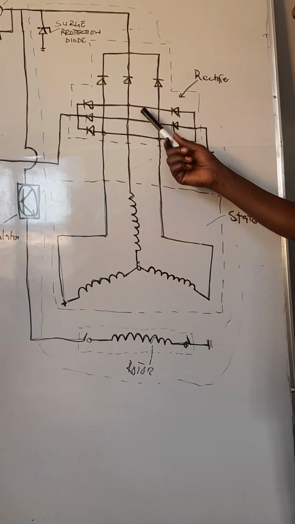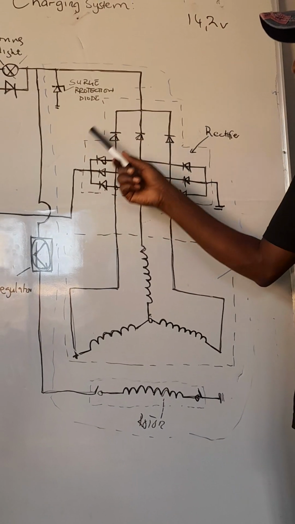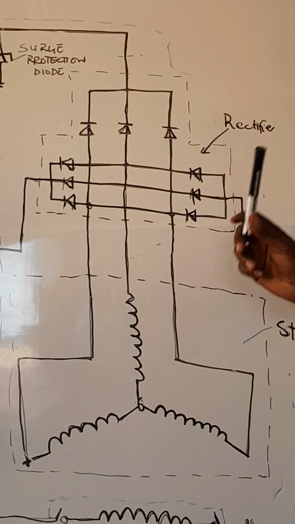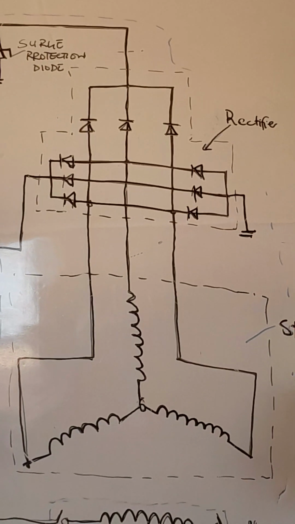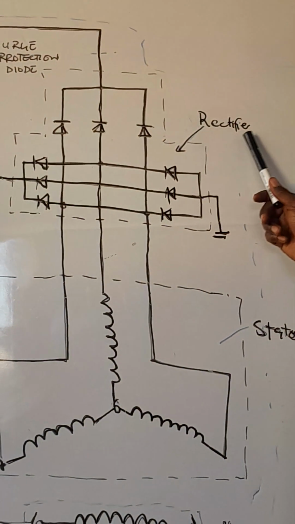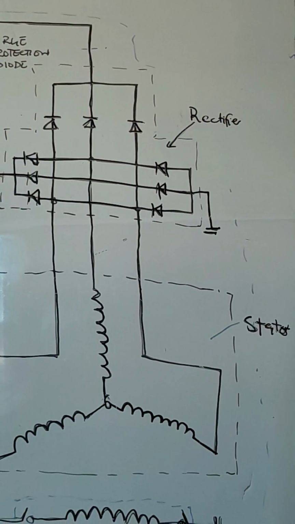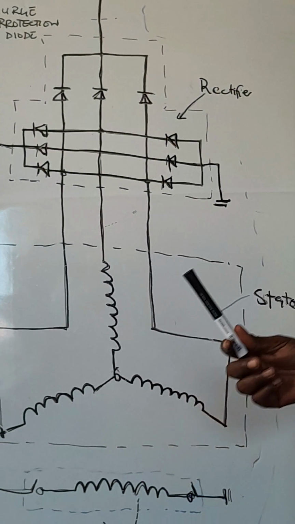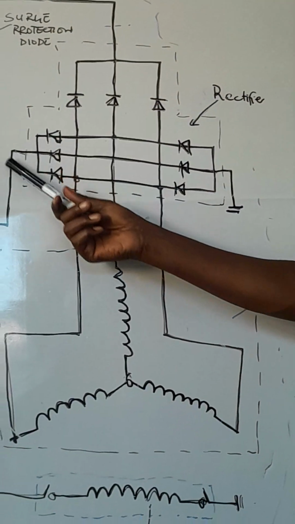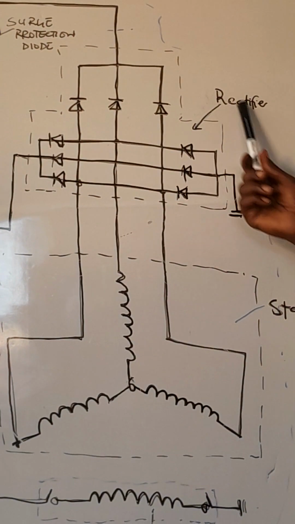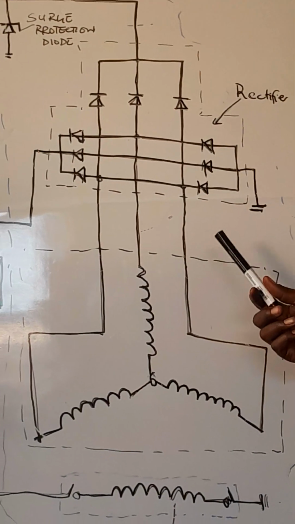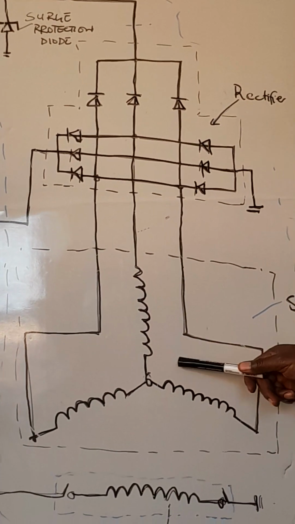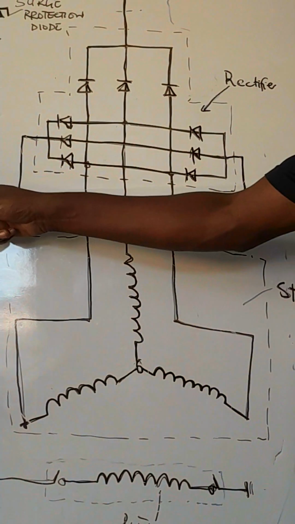It's then transmitted to a rectifier, which is also integrated and mounted within the alternator itself. The function of the rectifier is to convert alternating current to direct current, because direct current is what is suitable for battery recharging. The rectifier consists of a network of diodes that are connected in such a way that they will convert all the AC produced in the stator to DC in the battery.